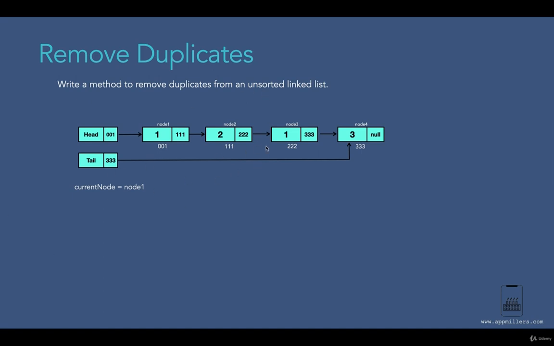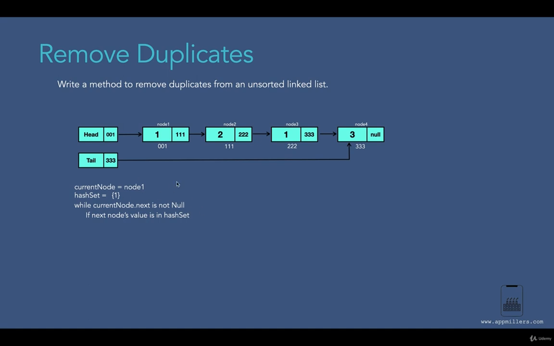Now the first thing that we are going to do is create a temporary node and assign the first node to it. Then we are going to add this node's value into the set. In case of Java, we are going to create a hash set. Then we are going to loop through these nodes, and this loop will continue until the current node's next value is null, because in case of a single linked list, the last node's next reference points to null. So we are going to loop through this linked list until we reach the end of it.